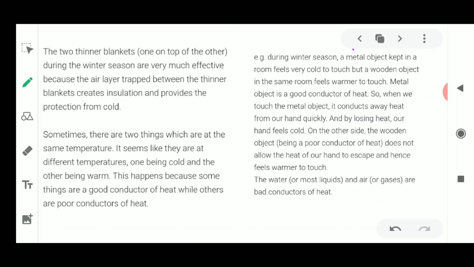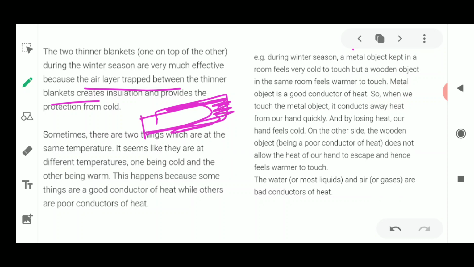Now next is, two thinner blankets, one on top of the other, during the winter season are much more effective, just because air is trapped between the thin blankets. If you are covering yourself with only one blanket, that is not going to prevent you from the cold. Why? Because your body requires more heat. Then what will you do? You will add one more blanket over it. So what will happen in between the two layers of the blanket? The air is going to be trapped.